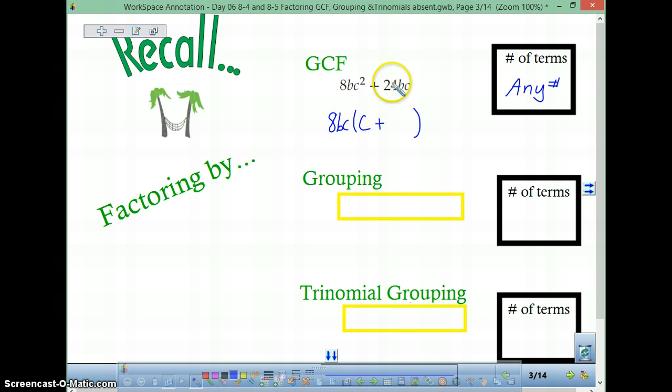8 times what equals 24? 3. B times what equals B? Just B. C times what equals C? Just 1. So 8bc times (c plus 3) should equal this. First thing we do to check, to make sure that we got the greatest common factor, is look inside the parentheses. Are there any other common factors that we forgot to take out? No. We double check our multiplication. Does it work out? 8 times b times c? Yes, it does.